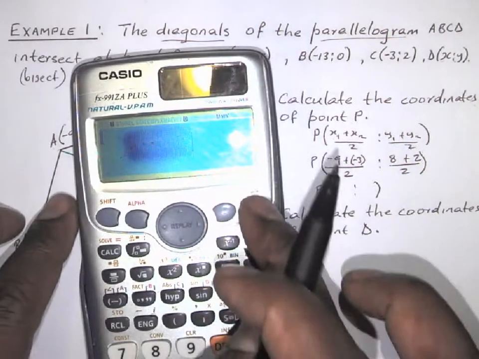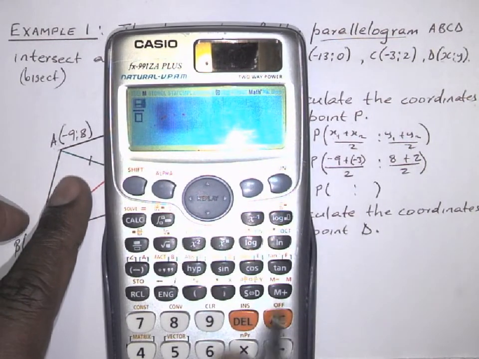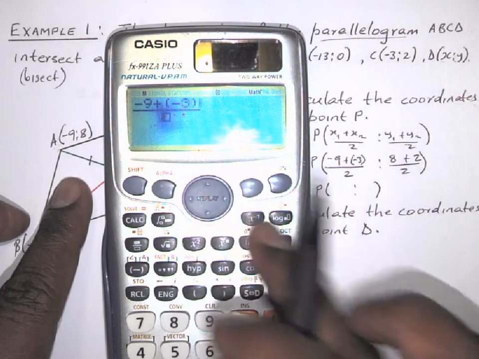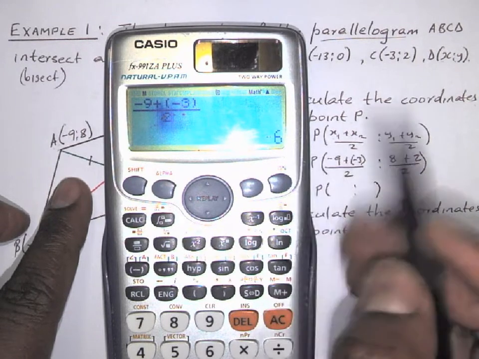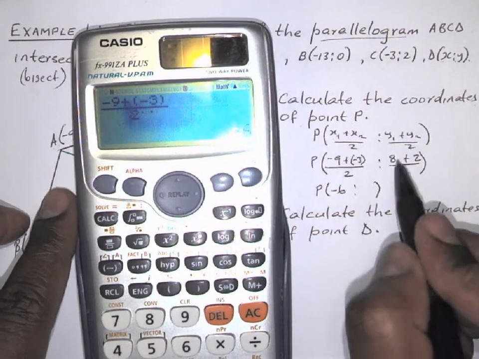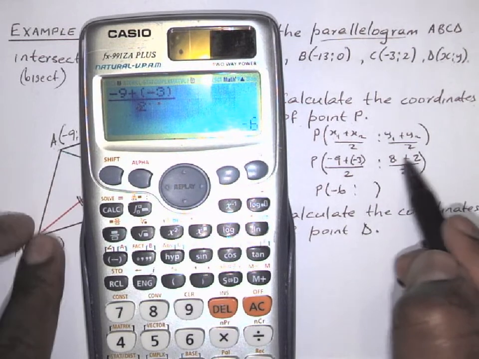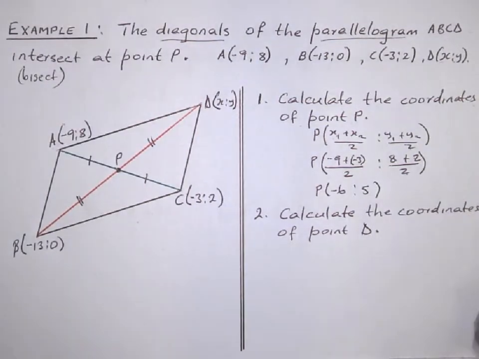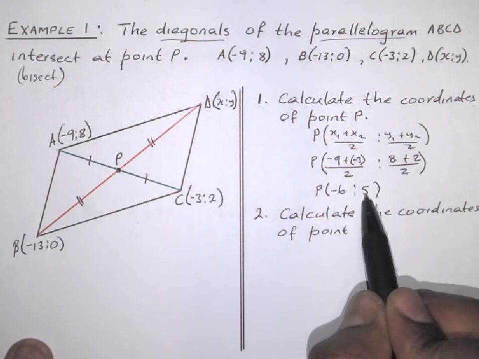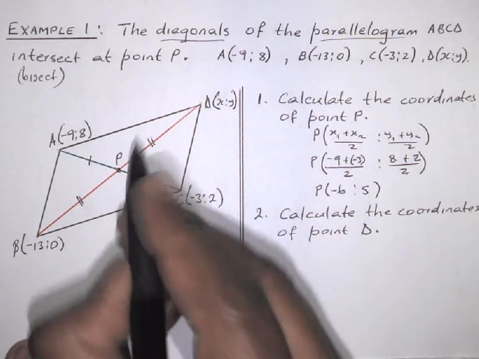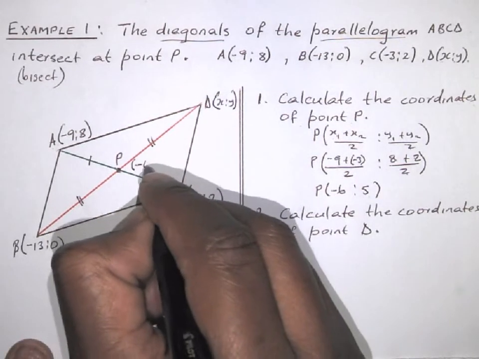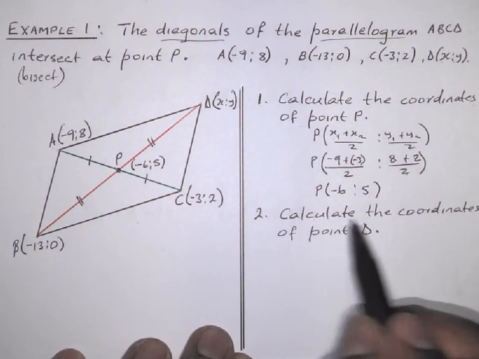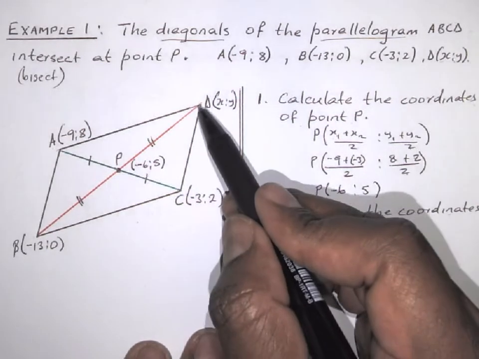I can put it in the calculator as usual. It's a fraction: -9 plus -3 over 2. What am I getting? -6. Then for this one, 8 plus 2 is 10, and 10 divided by 2 is 5, meaning that the coordinates of P are (-6; 5). It's always wise to write it down. It may help you in future. Check the next question. It says, calculate the coordinates of point D. Now we want to find the coordinates of point D.